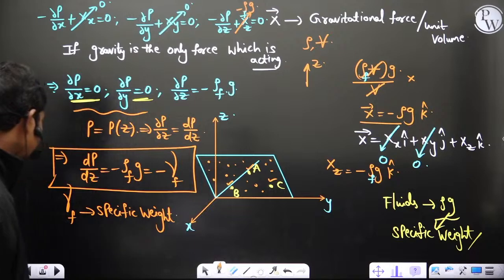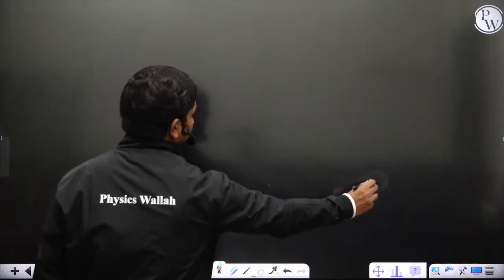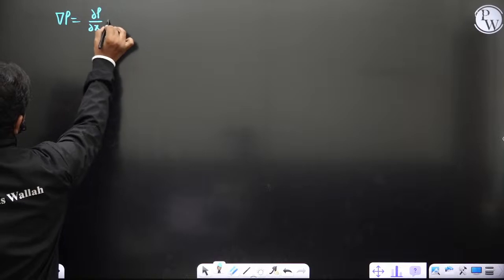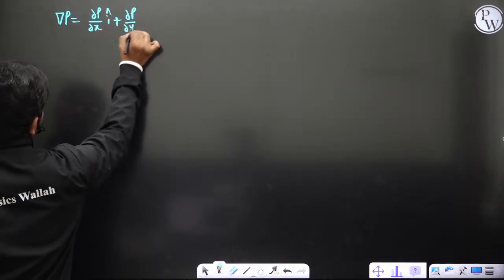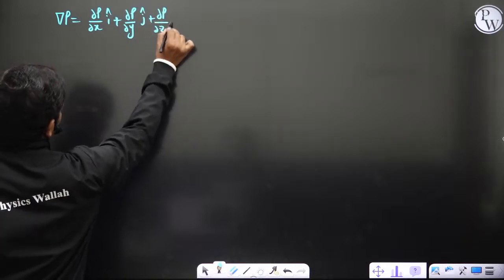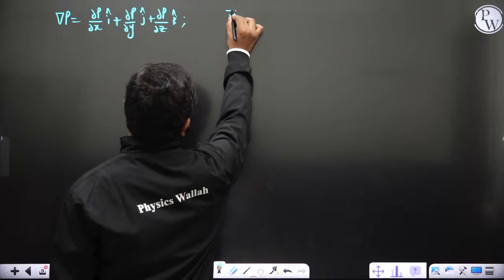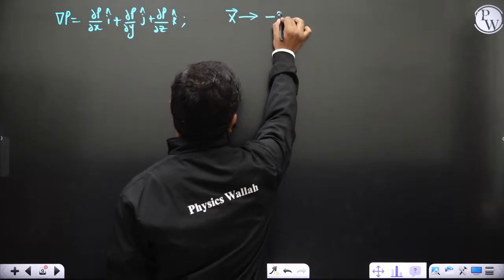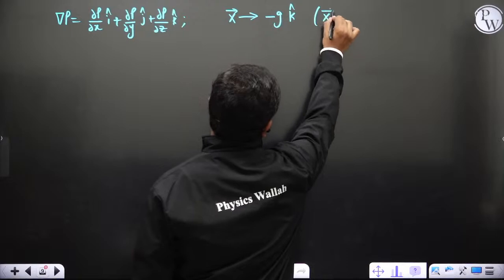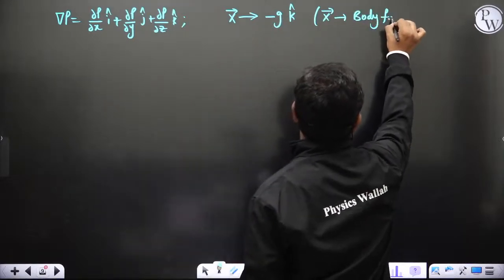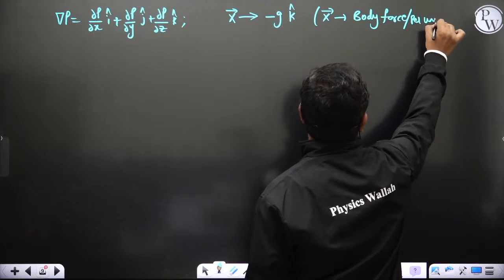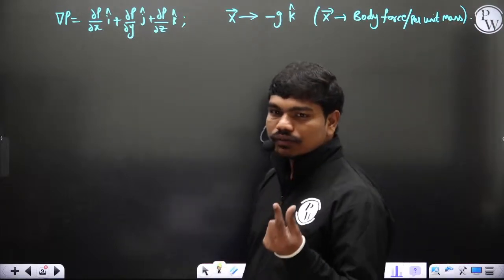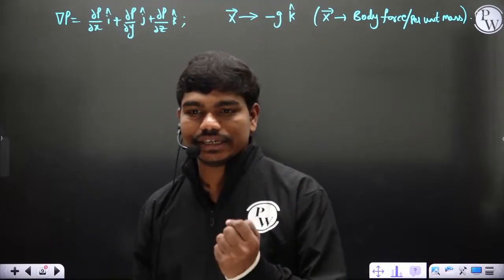So dou p by dou z is this. Now, why I am writing this in vector form is, you will see later in Navier Stokes and all, it will be helpful. See, grad p, I can write as dou p by dou x i plus dou p by dou y j plus dou p by dou z k. And body force per unit mass, let us say x bar, is minus g k cap, where x bar is body force per unit mass. So minus g times k cap, because for total mass it is mass into gravity, so for unit mass it is only g acting in the downward direction.